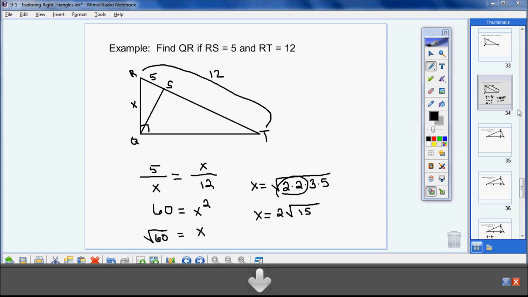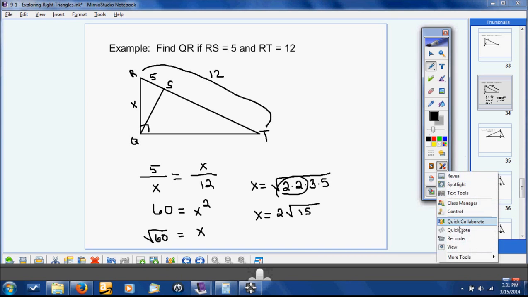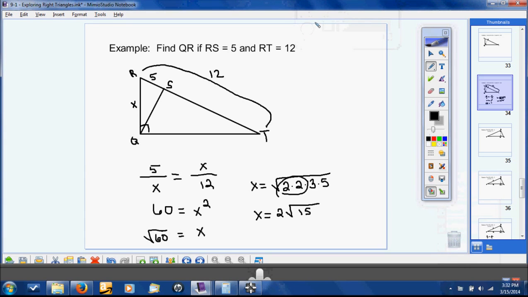Okay, alright, let me make sure everybody had a chance to get caught up with that. We're getting time to get caught up on the writing just in case anybody had gotten a little bit behind there. Okay, so 60 is x squared. Taking the square root of 60 is x. So x is the square root of 2 2's and a 3 and a 5. So you have a 2 that comes out. 2 times the square root of 15. Alright, so that's that one.